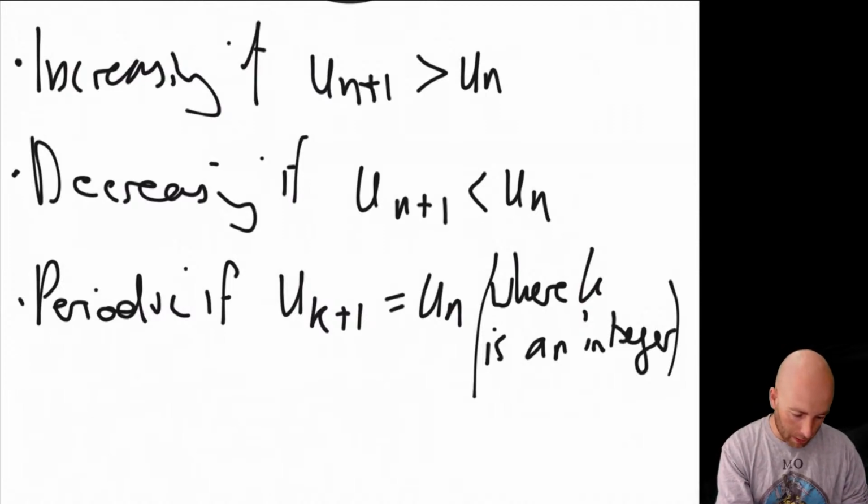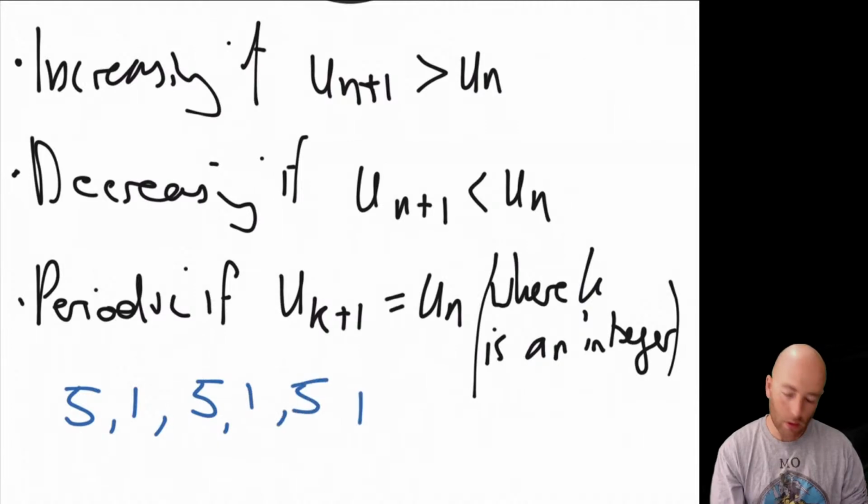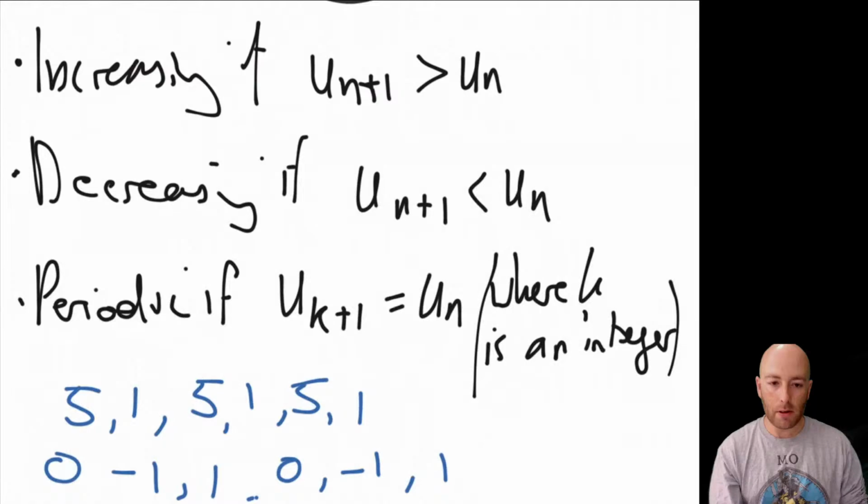Just to go over a period again, if we had 5, 1, 5, 1, 5, 1, that's got a period of 2. It repeats every 2. If we had 0, minus 1, 1, 0, minus 1, 1, that then has a period of 3.